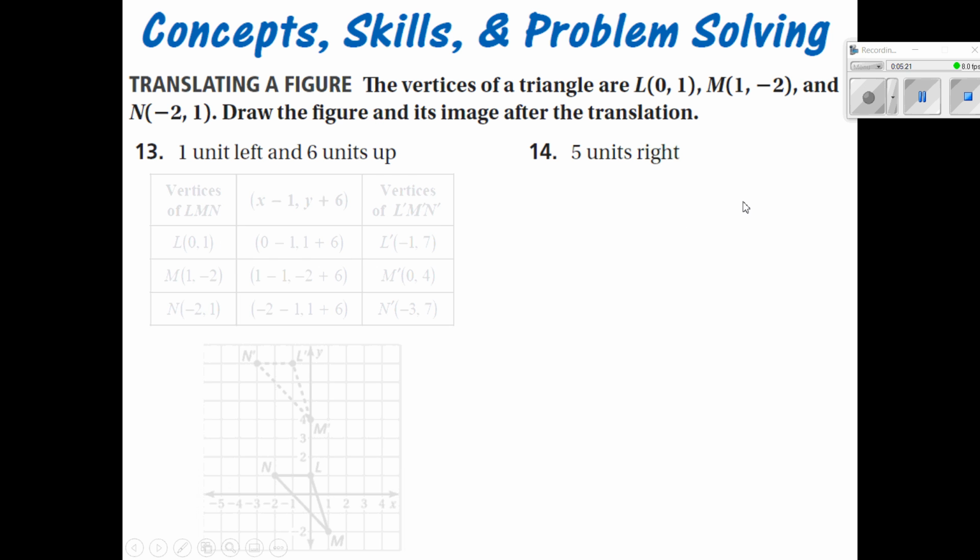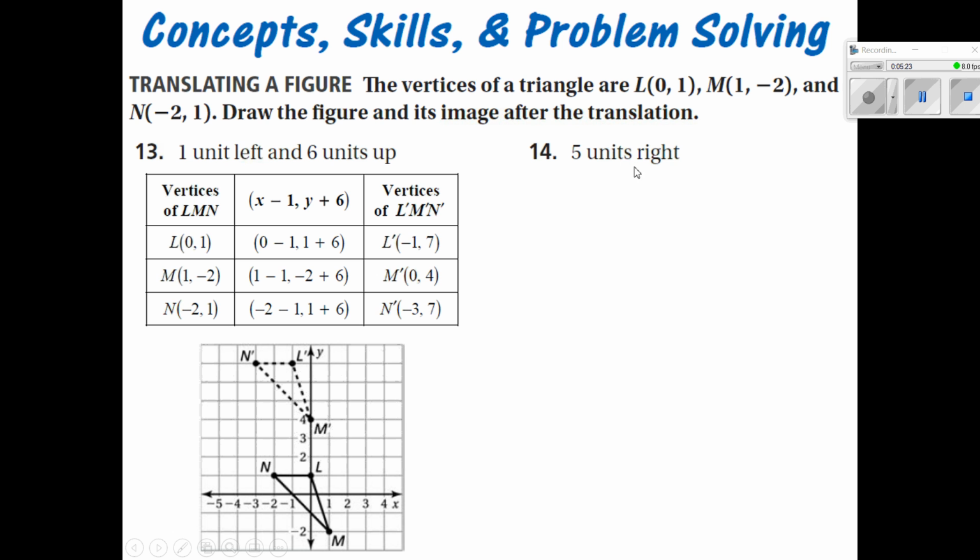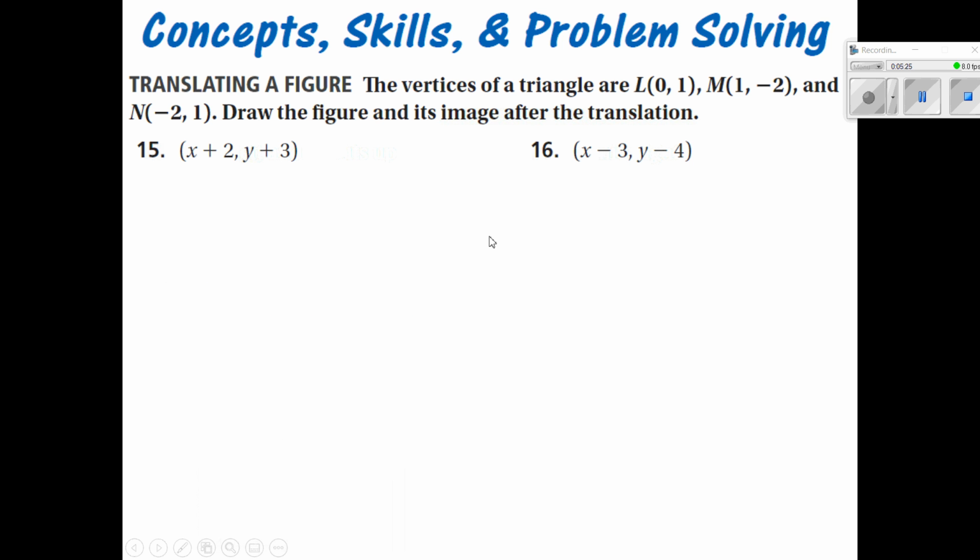Sorry about that. For some reason, some of the answers were still up there. Number 14 is for you to do.